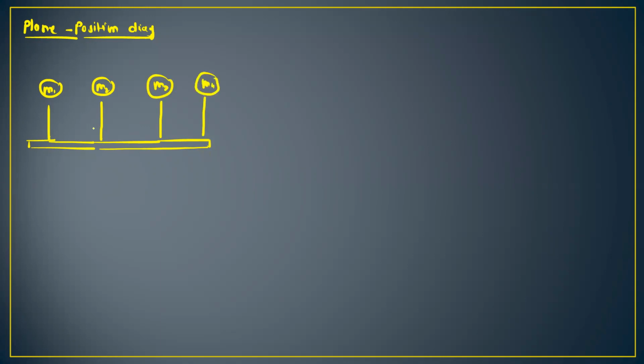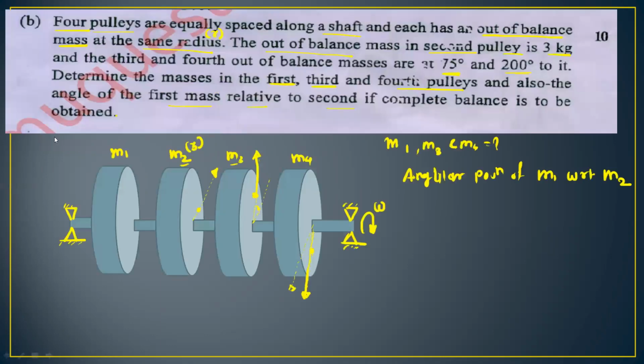Okay, so this is the plane position diagram. So all the masses, their axial spacing is same. So you can refer the first line. 4 pulleys are equally spaced along the shaft. So this distance is same. So just assume that distance as L.